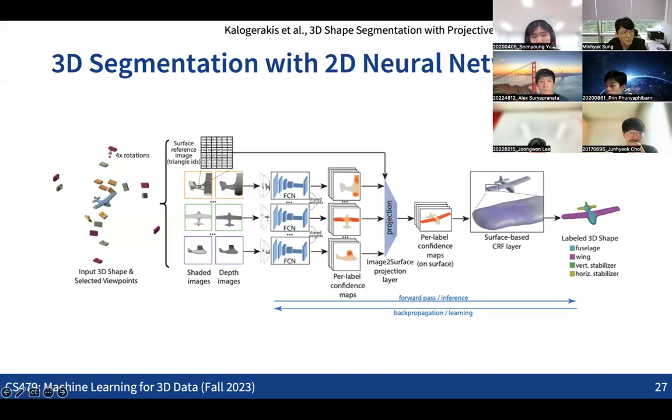what we can do is first project the 3D things into 2D images. We can run image segmentation on the 2D images, and also consider aggregating all the information from the multiple views so that we can get the per-point information, like the labels like this. So this was also a very effective idea for utilizing 2D neural networks to handle 3D data.